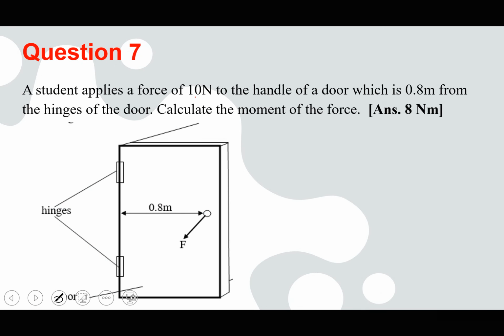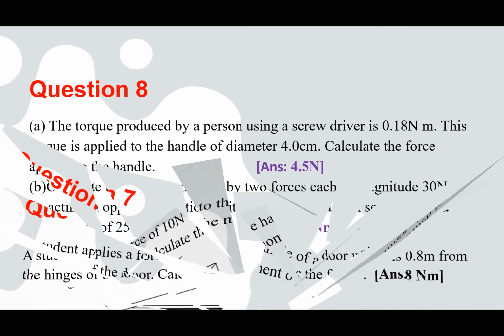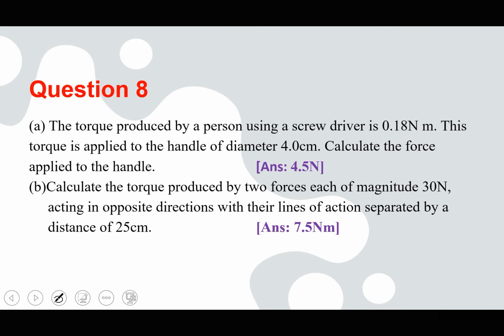A student applies a force of 10 newtons to the handle of a door which is 0.80 meters from the hinge of the door. Calculate the moment of the force. So the perpendicular distance is 0.8 and the force is 10 newtons, as they gave us. So the moment is simply the force times the perpendicular distance, which gives us 8 Newton meters. So that is an easy question.